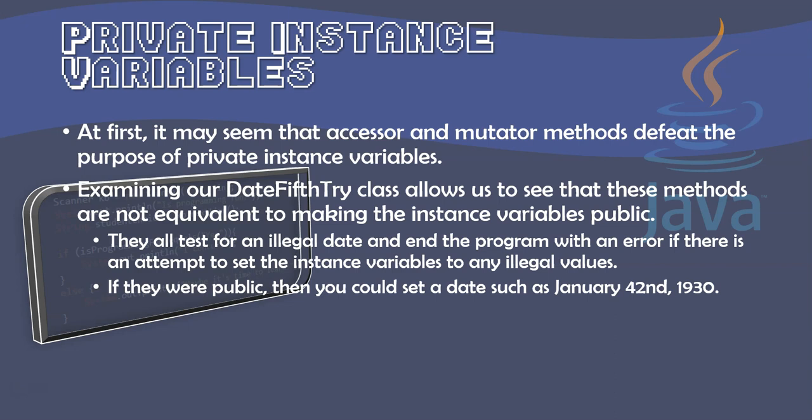Instead, what they do is they all test, for example, for an illegal date and end the program with an error if there's an attempt to set it to any illegal value. So it has, of course, some restrictions on what is actually passed in. Now, if these were public, well, then you could set a date such as January 42nd, 1930. Notice, 42nd is not a date that we're used to seeing, but because we pass it through this method, it allows us to filter for invalid entries, all handled within the class, rather than having the user have to handle that on their end.